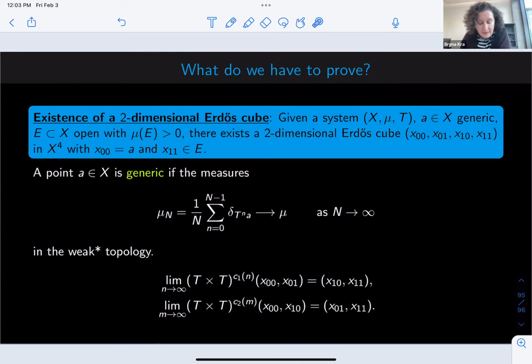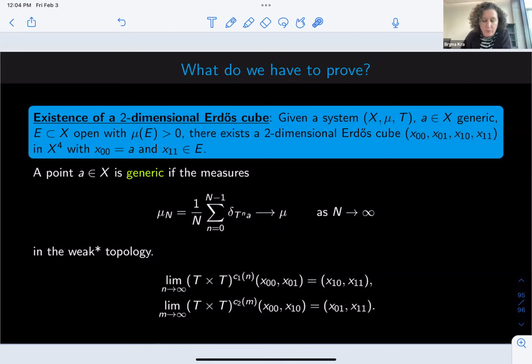Okay, a point in a system is generic if, when you start looking at what happens to it on average, it should approach the right average. Meaning when you put down delta masses along the orbit of that point, T to the n a, which you can think of as the left shift in that point that we wanted, but this is a general definition, and you average those point masses, you get some measures on the set that converge to the measure that we wanted.